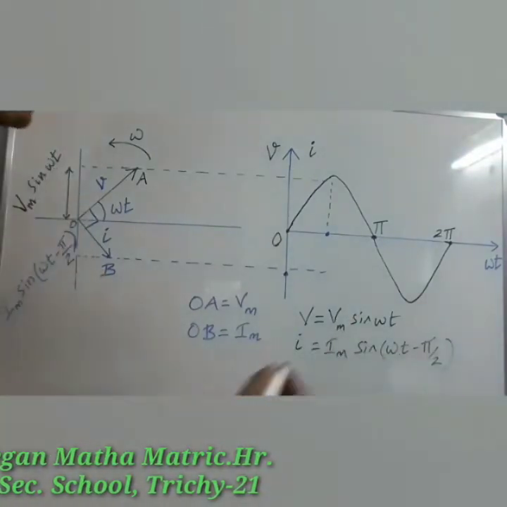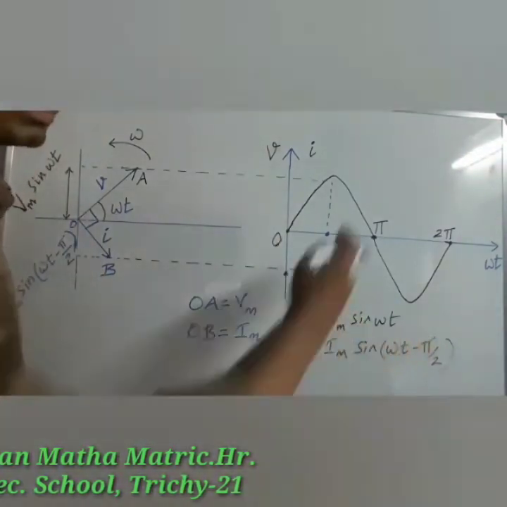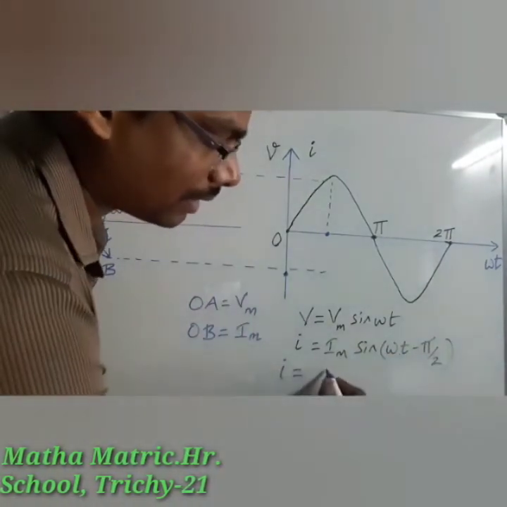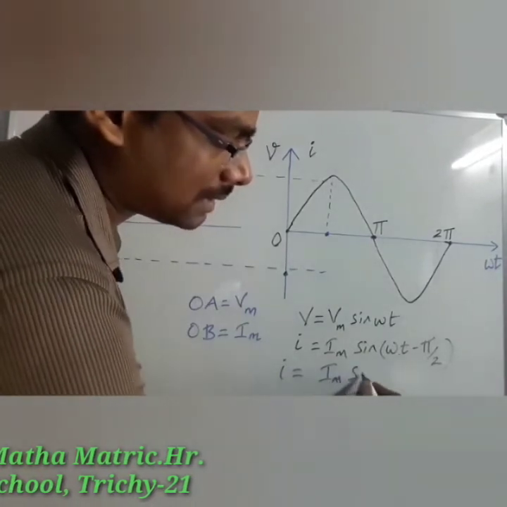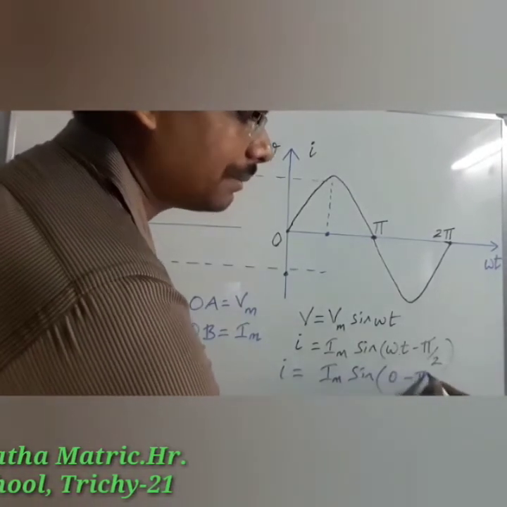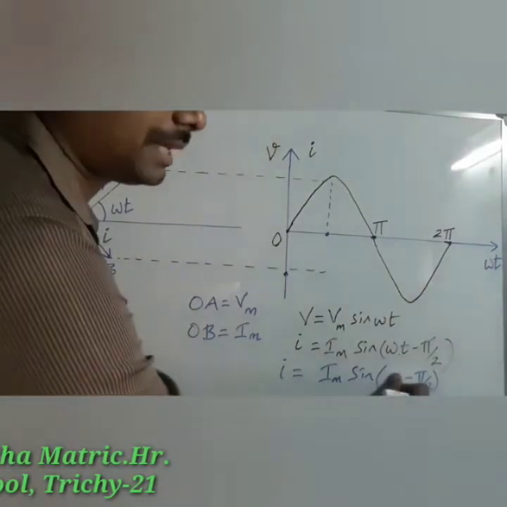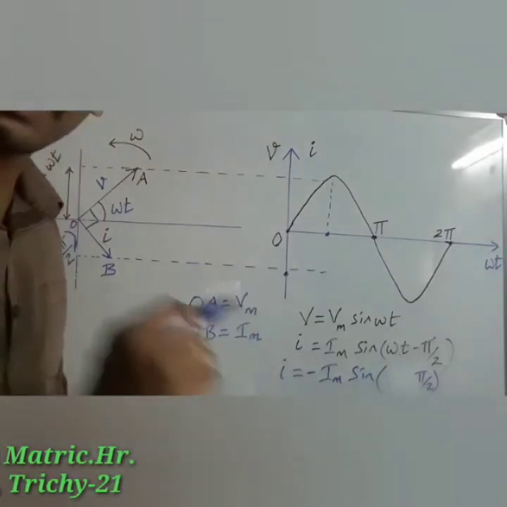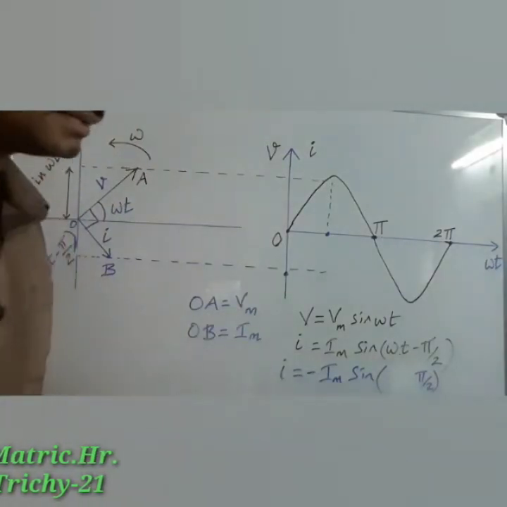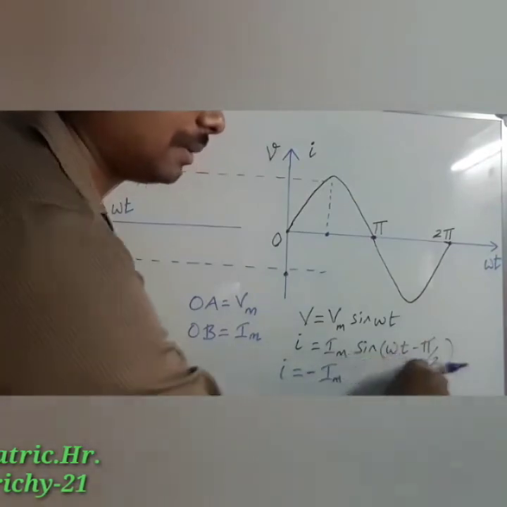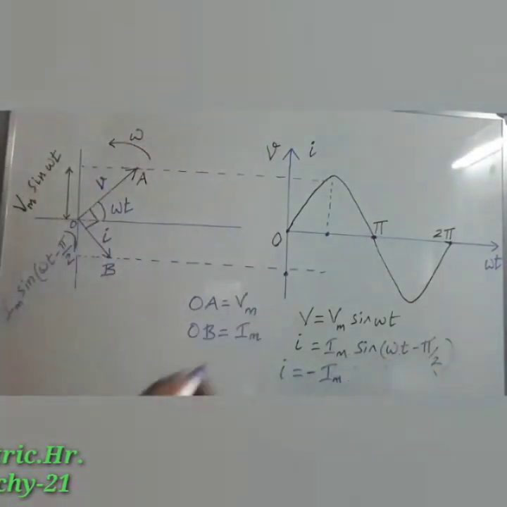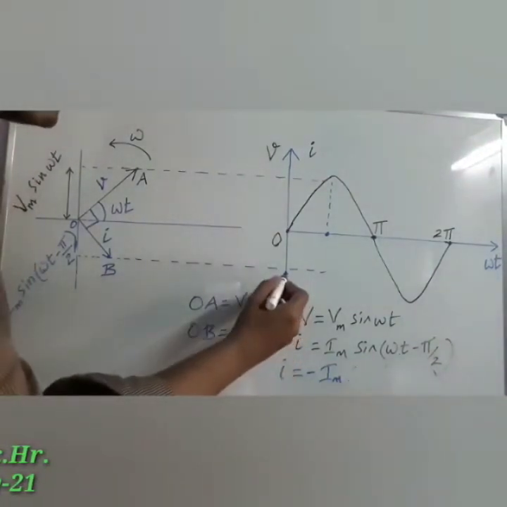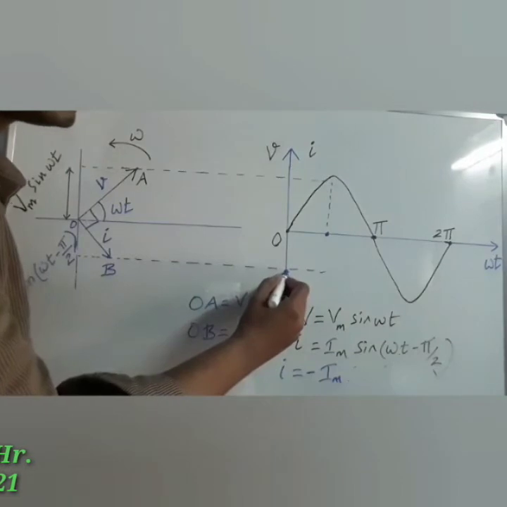Same angle you have to substitute here. Let me explain for two angles. In other angles you can do. You can apply the value of omega t as 0. So I is equal to Im sin (0 minus pi by 2). That is nothing but minus pi by 2, so the minus can be taken in front of that. Now that is nothing but sin pi by 2. What is the value? 1. The instantaneous current value I is equal to minus Im. So where can you plot the point? You can plot the point here, the minus value. So the first point is here: the angle is 0, and the instantaneous current value is here.